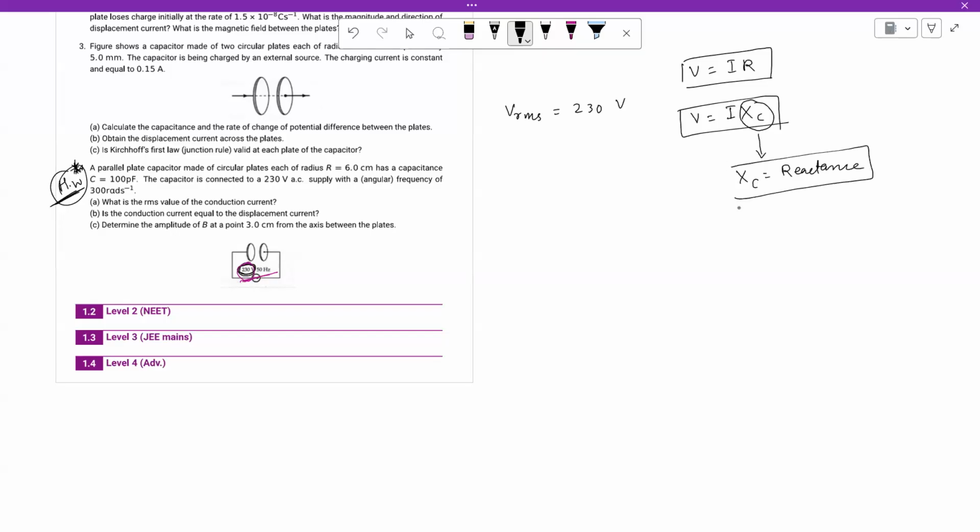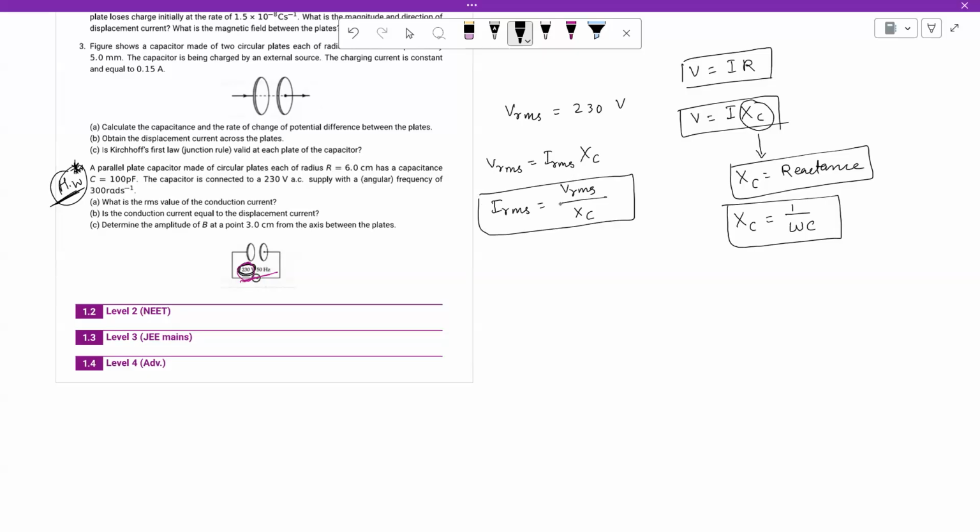Capacitive reactance. And this is how much? 1 by omega C. So this is the value that we need to calculate, and voltage is given. So VRMS would be IRMS times XC. So IRMS would be VRMS divided by XC. VRMS is given, we have to calculate XC.